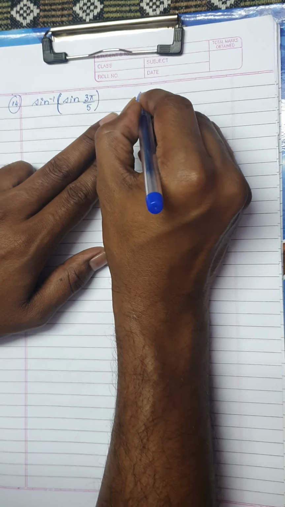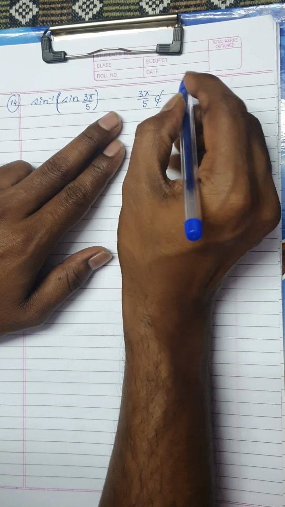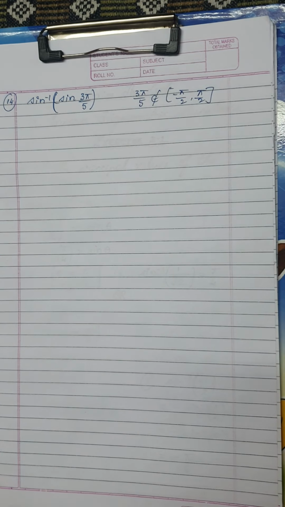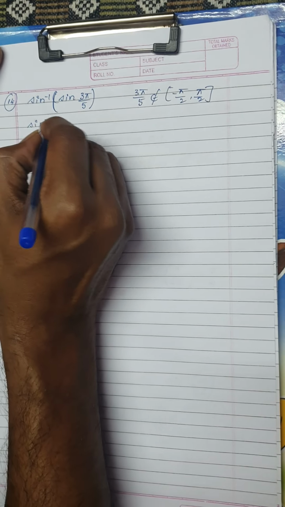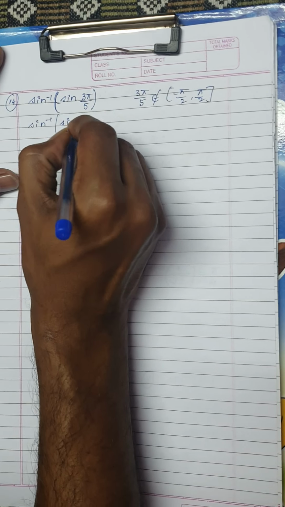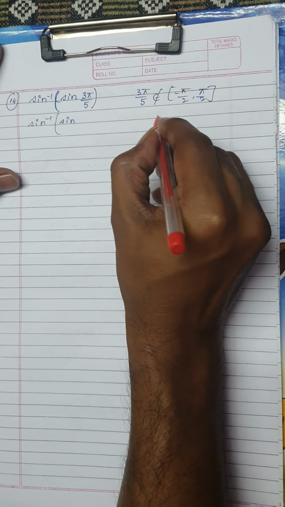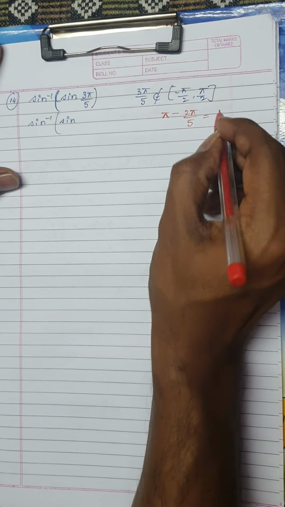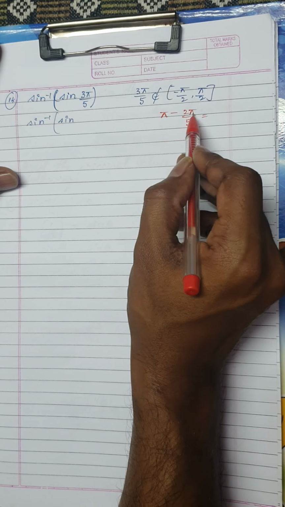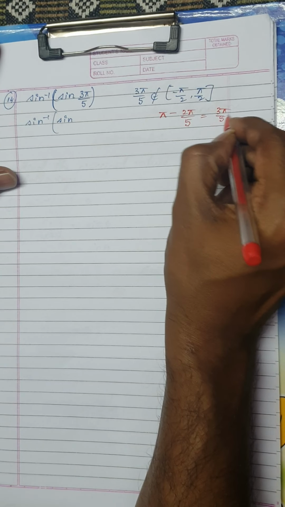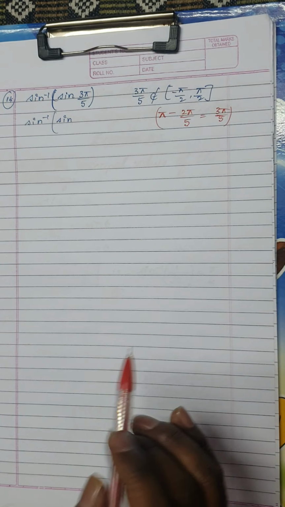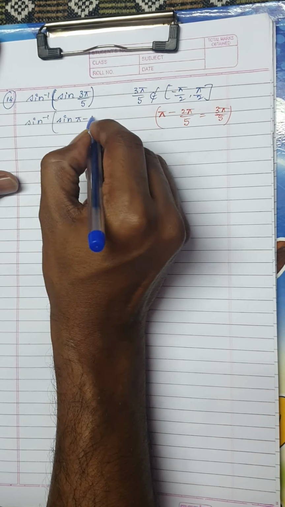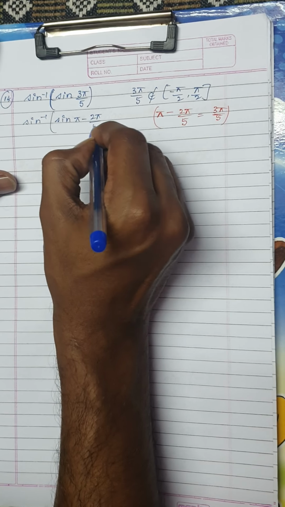Remember, this 3 pi by 5 does not belong to the range of sine inverse, that is minus 90 to plus 90 degrees. So there have to be some changes which we do. For sine inverse of sine, I am going to use this process. If you take pi minus 2 pi by 5, it is 5 pi minus 2 pi over 5, which is 3 pi by 5. It's just a small calculation and arrangement we are going to do here. So instead of 3 pi by 5, I am going to write pi minus 2 pi by 5.